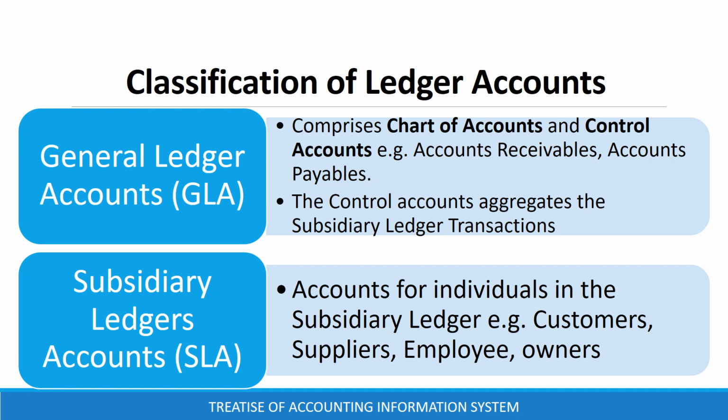General ledger accounts contains chart of accounts and control accounts such as accounts receivables and accounts payables. Control accounts aggregate subsidiary ledger transactions. Subsidiary ledgers, on the other hand, are accounts for individuals in the subsidiary ledgers, such as customers, suppliers, employees, owners.